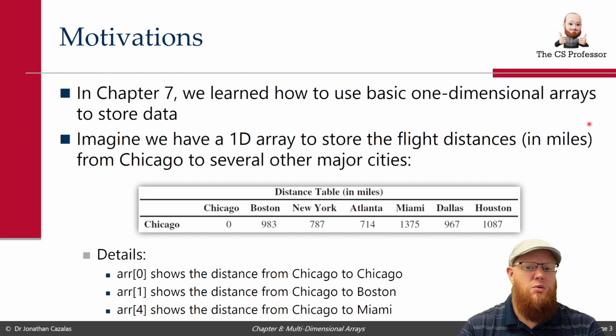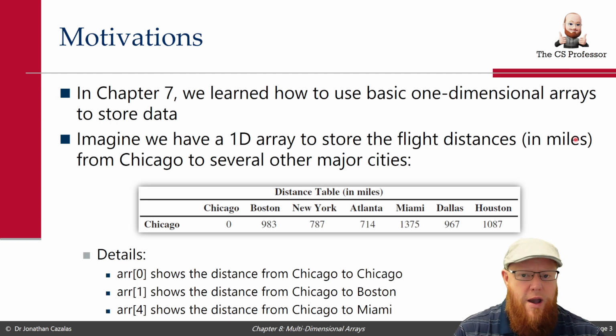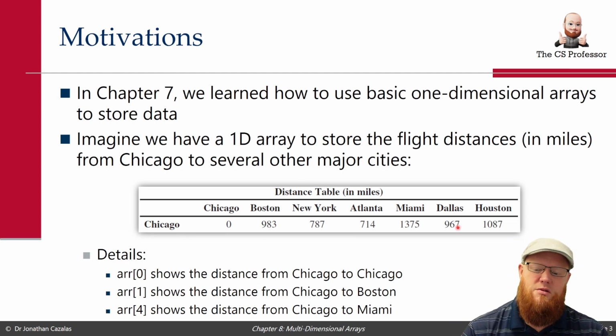So the previous chapter we covered one-dimensional arrays. So imagine we have this 1D array that's going to store flight distances from Chicago to a variety of other cities. So you see here that Chicago to Chicago, of course, should be 0 miles. Chicago to Boston, we have 983 miles. Chicago over to, for example, Dallas, 967 miles. This is a typical representation of a single row, a one-dimensional array, right? Chicago to all of those other cities.